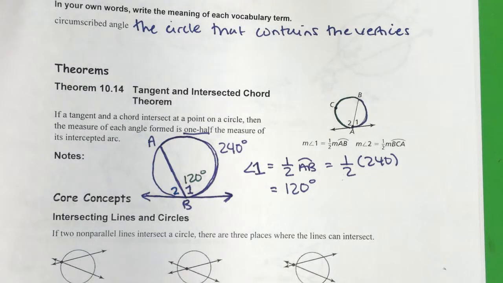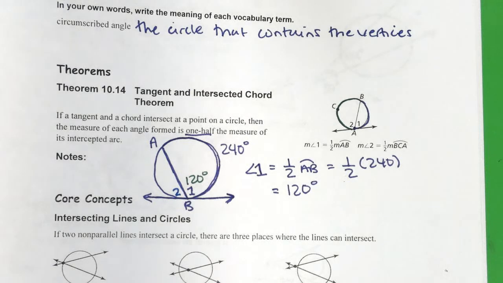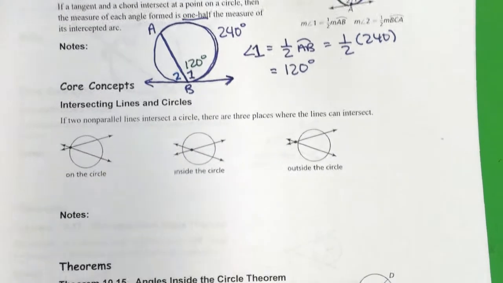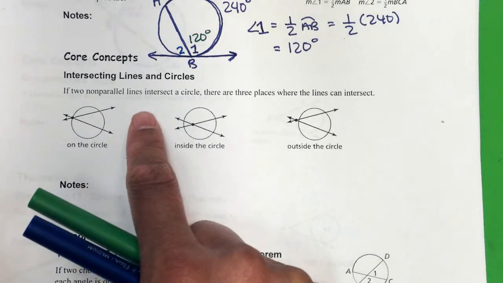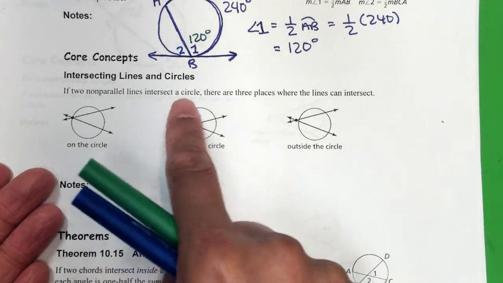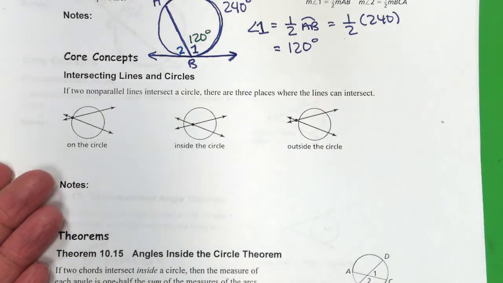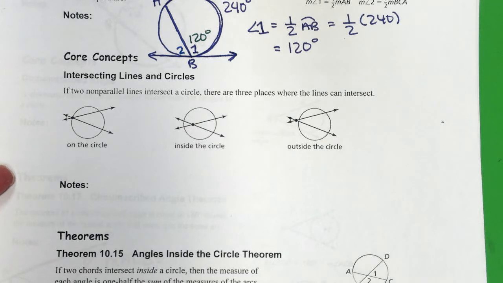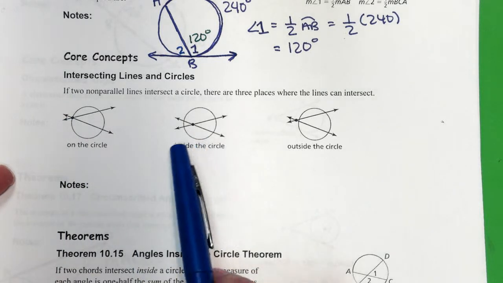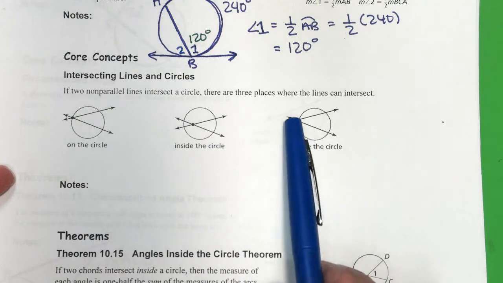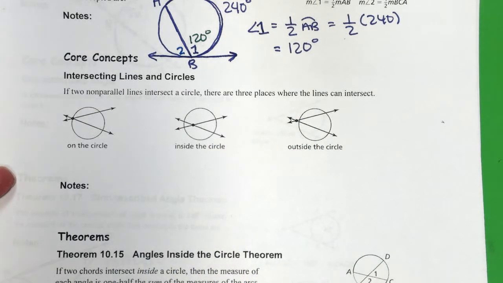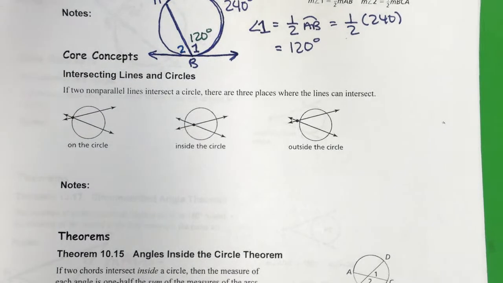Okay, so we have our core concepts, which is intersecting lines and circles. If two non-parallel lines, meaning they intersect somewhere, intersect a circle, there are 3 places where the lines can intersect. We can have it on the circle, so here on the edge. We can have it interior, or inside the circle, or exterior, on the outside of the circle. So those are the 3 places where, if 2 lines cross, they can hit on this circle.